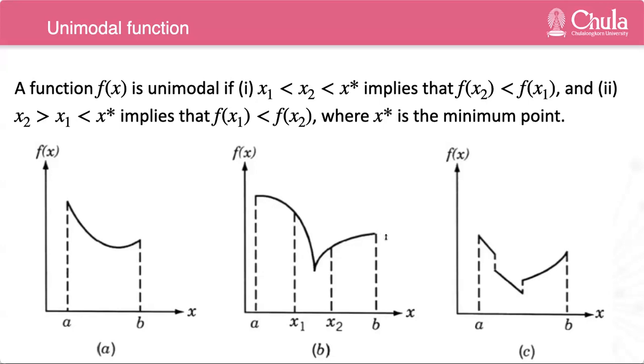So, can you tell me this function, is it unimodal or not unimodal? For A, it's clear, right? It's unimodal. What about B? It's unimodal, right? You can check with this expression, I mean, the mathematics. It's clear that this statement defines the unimodal function. What about C? Yes, C is also a unimodal function, right?